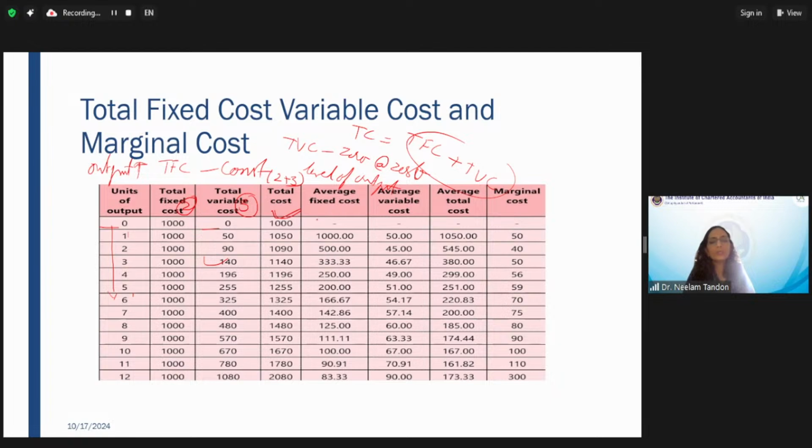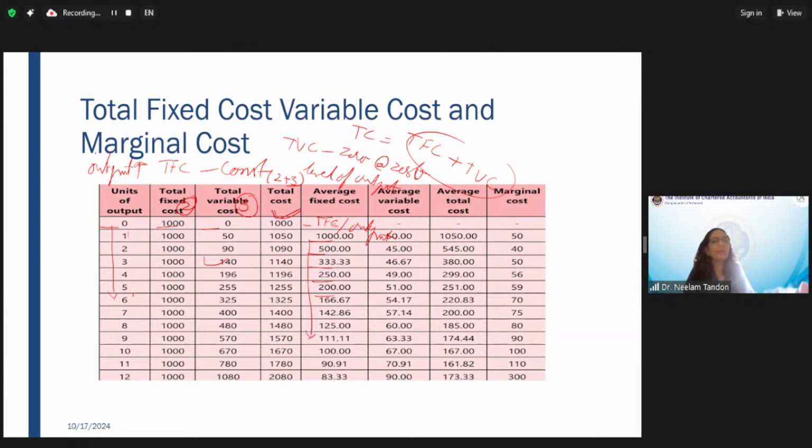Now, how do you calculate average fixed cost? Average fixed cost is TFC by output. TFC is 1,000. Output is 0, so that's why it is not defined. 1,000 by 1 is 1,000. 1,000 by 2 is 500. 1,000 by 3 is 333 point. 1,000 by 4 is 250. 1,000 by 5 is 200 and so on. What do you see here? Average fixed cost is continuously decreasing.